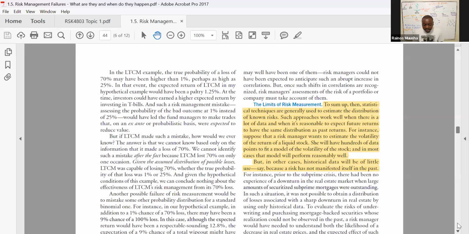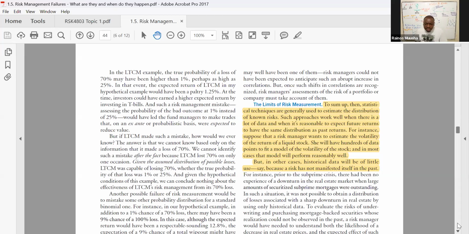Reason being, if you're measuring the risk of something that is occurring regularly, it's reliable to use historical data to measure the risk as well. But if you're measuring the risk of something that is not recurring, it's going to be very difficult to use historical data to measure the effects of that particular risk.